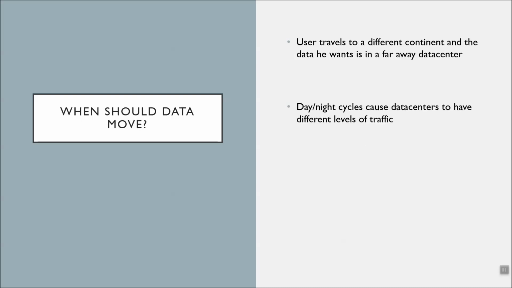Now, when should we move the data? There are two basic cases where this happens. The first one happens when a user that typically uses Facebook from, let's say, Europe, travels to Asia and uses the application. Accio notices that the origin of requests has changed, and to improve user experience, moves the data to an Asian data center.